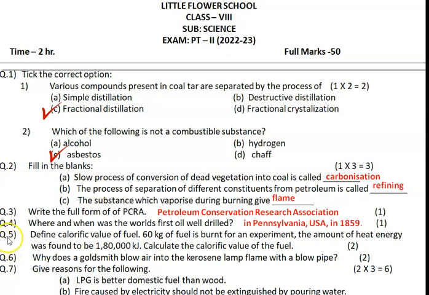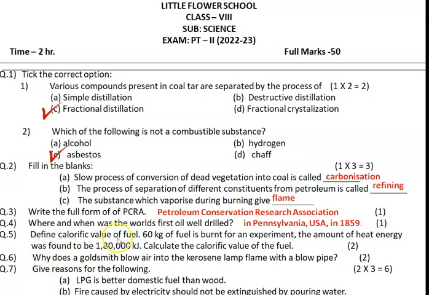Then moving on to the next question, number 5. Define calorific value of fuel. 60 kg of fuel is burned for an experiment. The amount of heat energy was found to be 1,80,000 kilojoule. So calculate the calorific value of fuel. So here there are two questions. One is to define it, and the other is for solving the problem.